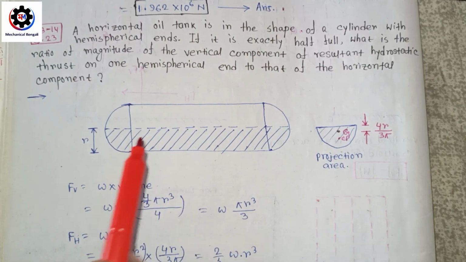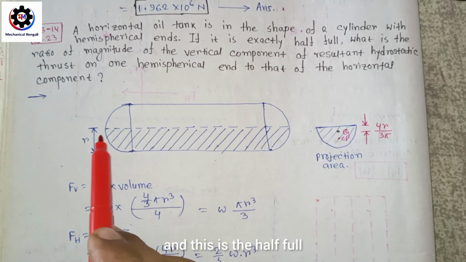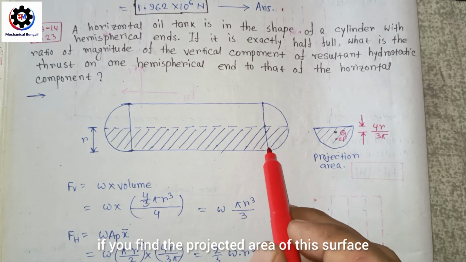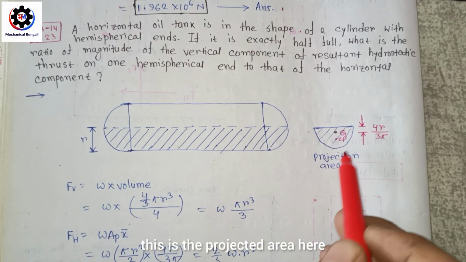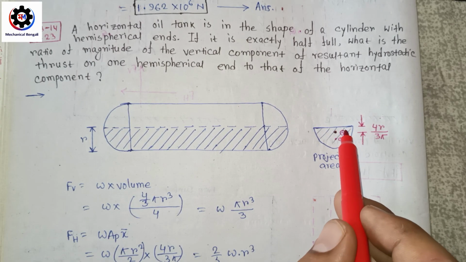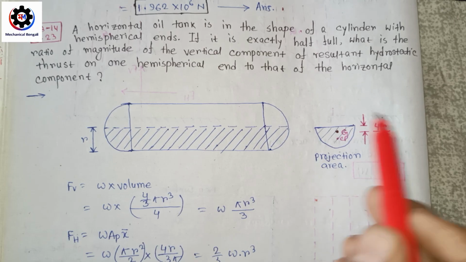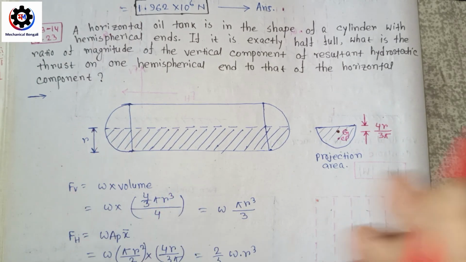So what is given in this question? This is the oil tank and it is half full, okay, and this is the projected area. If you find the projected area of this surface, this is the projected area here. Now G is the center of gravity and Cp is the center of pressure. So from here to here the distance will be 4r by 3 pi. Okay, and from here to here the distance is r, which is given in this question.